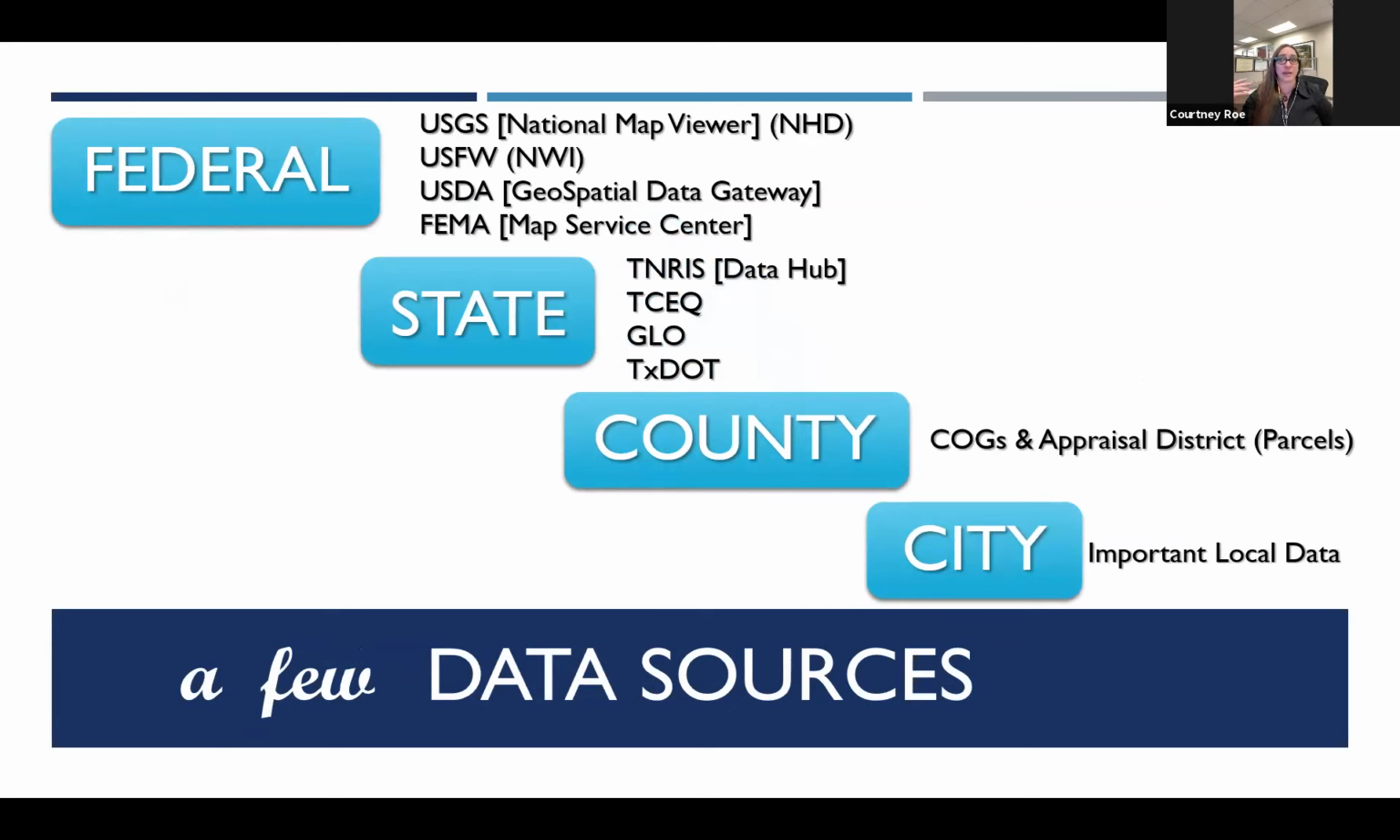I utilize the National Map Viewer a lot, the NHD, the U.S. Fish and Wildlife National Wetland Inventory, the USDA Geospatial Data Gateway if I don't have any access to a GIS platform that can give me the source data in a specific projection. That's a really good tool. Of course, FEMA, TNRIS, TxDOT, and definitely go to your county level and your council of governments and appraisal districts for your parcels.